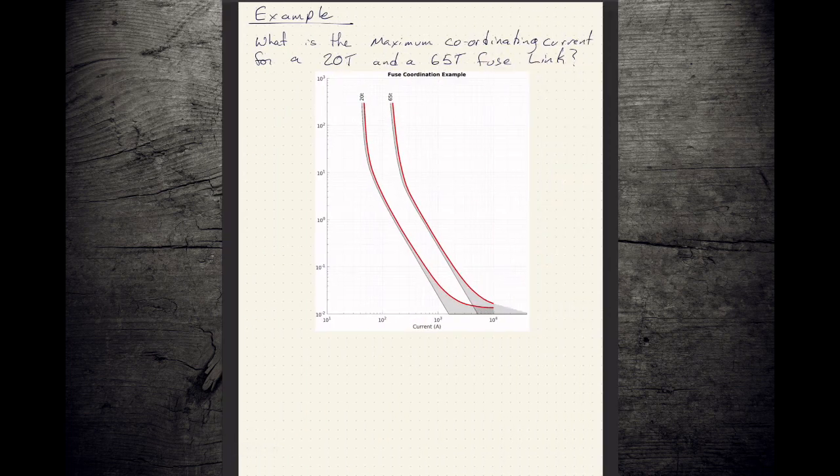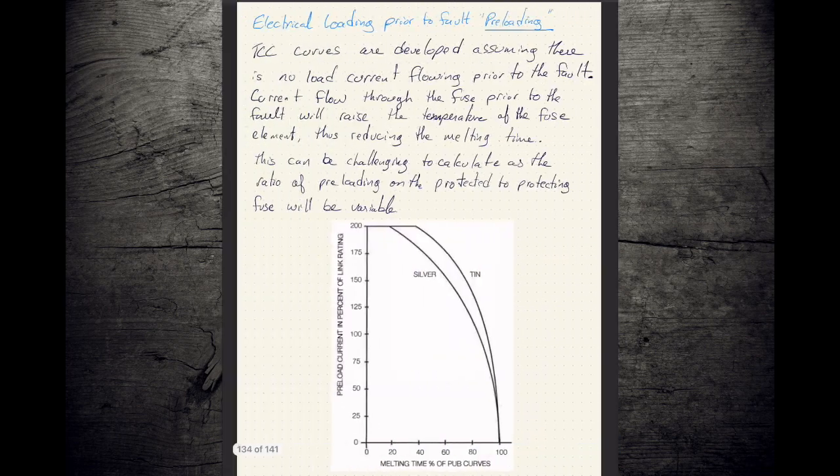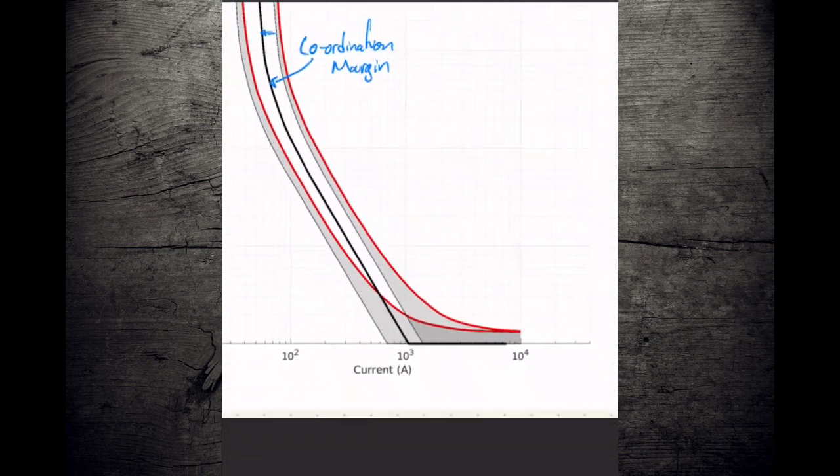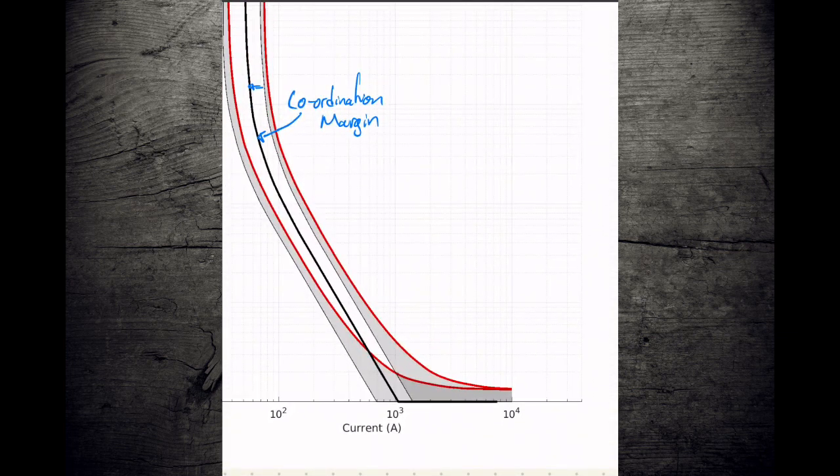So let's do an example. How do we calculate what the margin is? Here I'm asking for the maximum coordinating current. The maximum coordinating current is this point right here. This is the spot where we no longer have our margin in place.